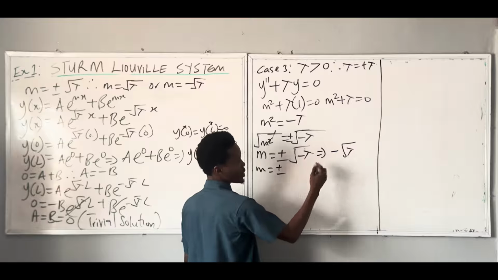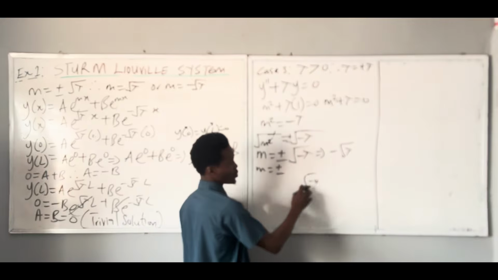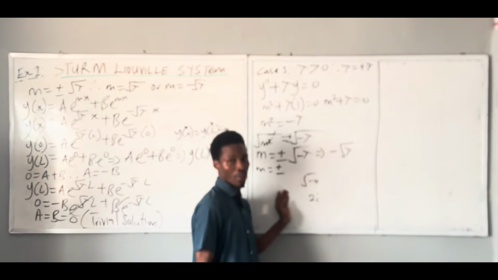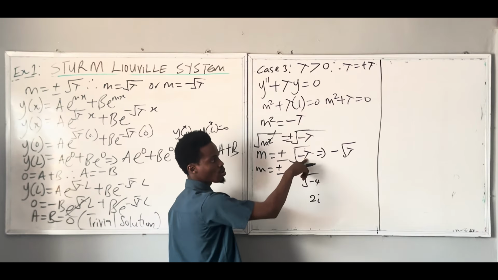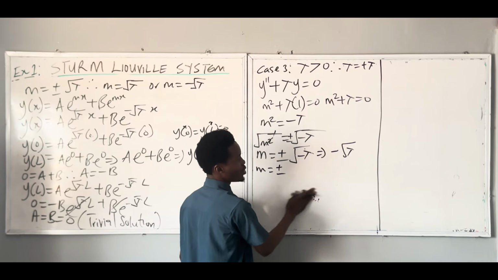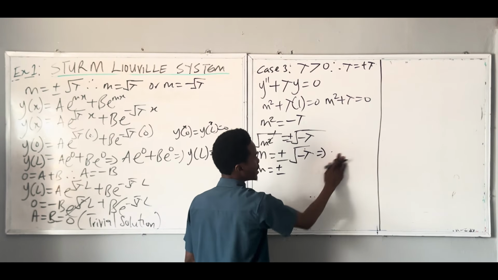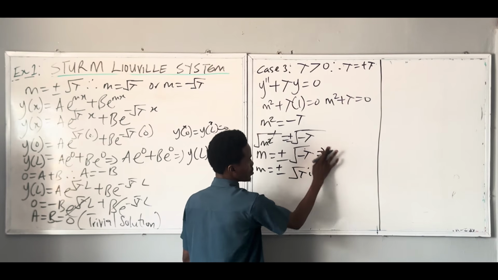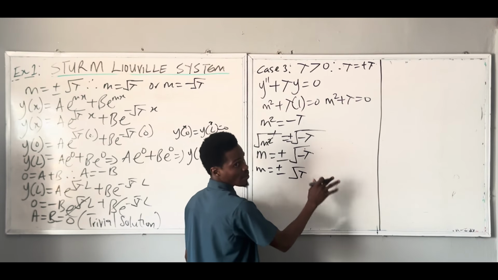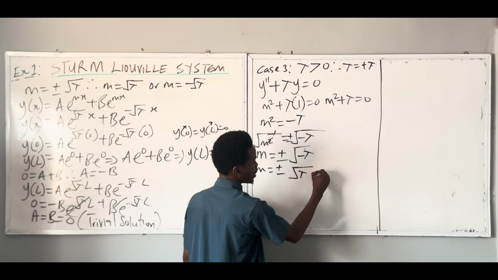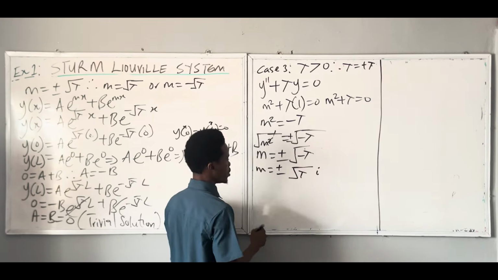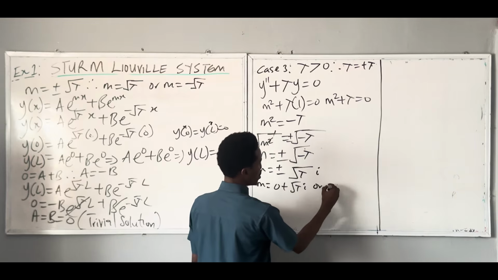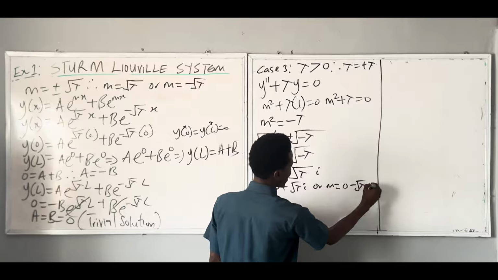Remember that if I have the square root of minus 4, it turns into a real part and an imaginary part. So I already have minus lambda, but I want to make that negative. It means I'm going to have root lambda times i, so the negative has turned to i. So my m is equal to 0 plus root lambda i, or m is equal to 0 minus root lambda i.